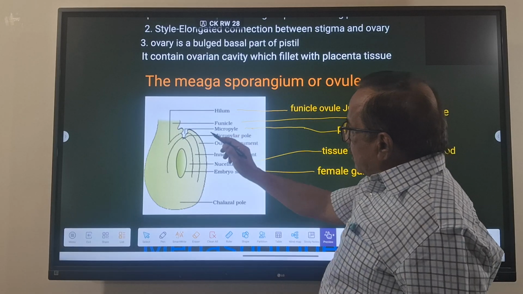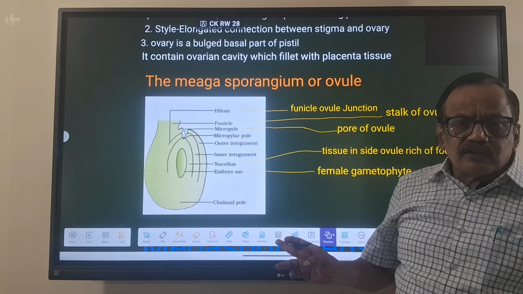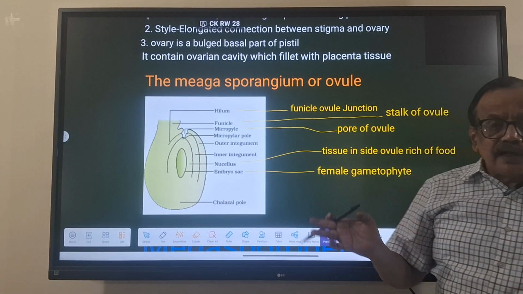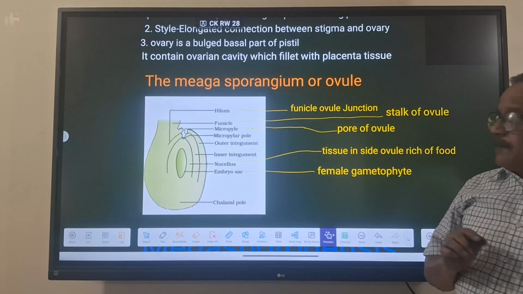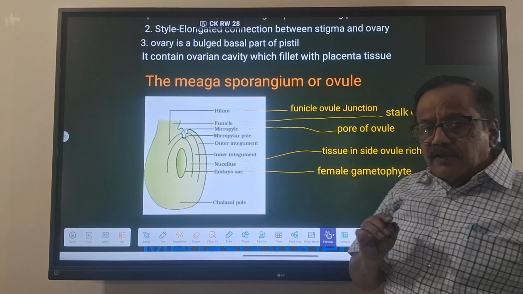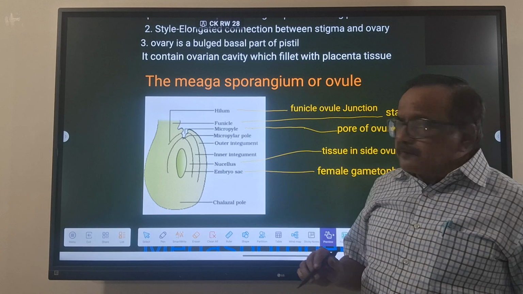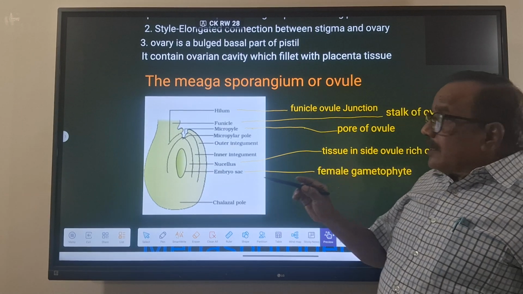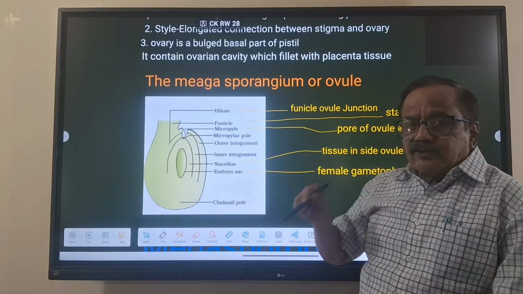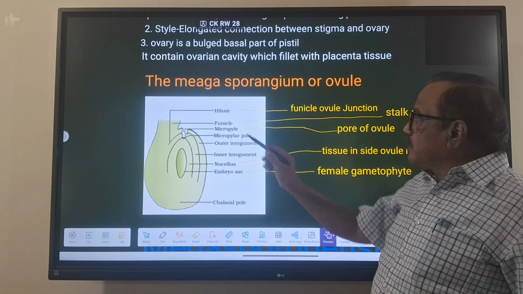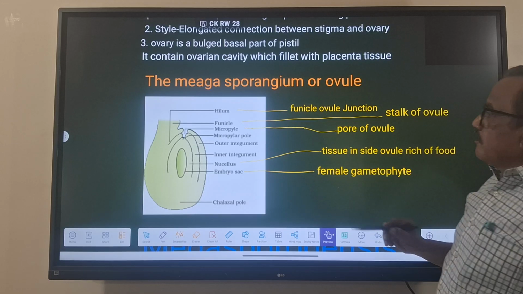Where they are born from, ovules are born from, already I told, the placenta cells. Some of the placental cells used to take divisions and form the ovule. So from the placenta, one stalk-like structure used to come and attach to the ovule. That is called the funicle, the stalk of the ovule.